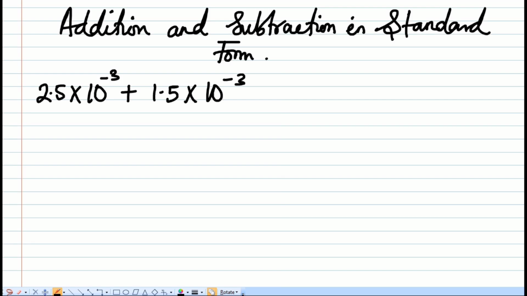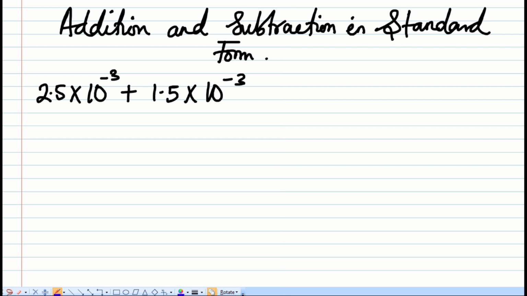Alright, today we are going to learn how we can easily add or subtract in standard form. The technique we are going to be using is the factorization technique. So we are going to look for a common factor amongst the numbers we want to add. For the first example, you see we are adding, and if you watch closely, you discover that the common factor is 10 raised to the power minus 3. So we are going to factor it out.